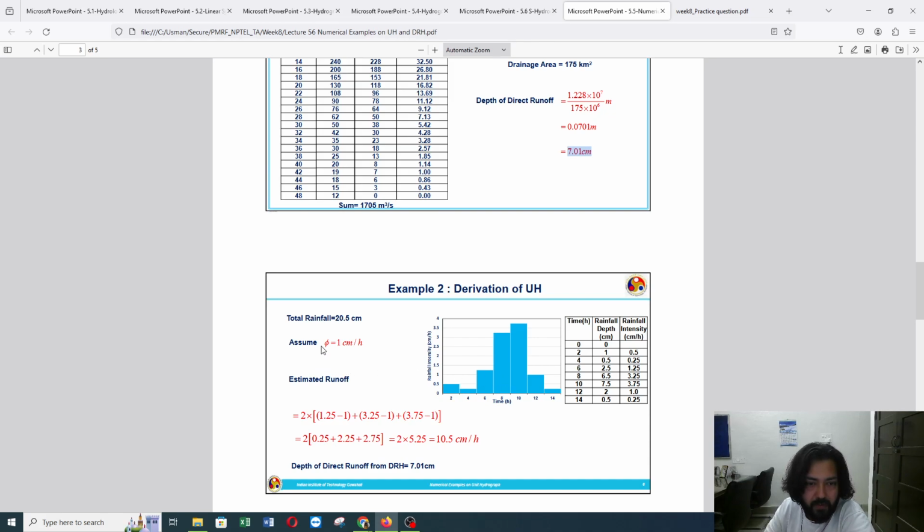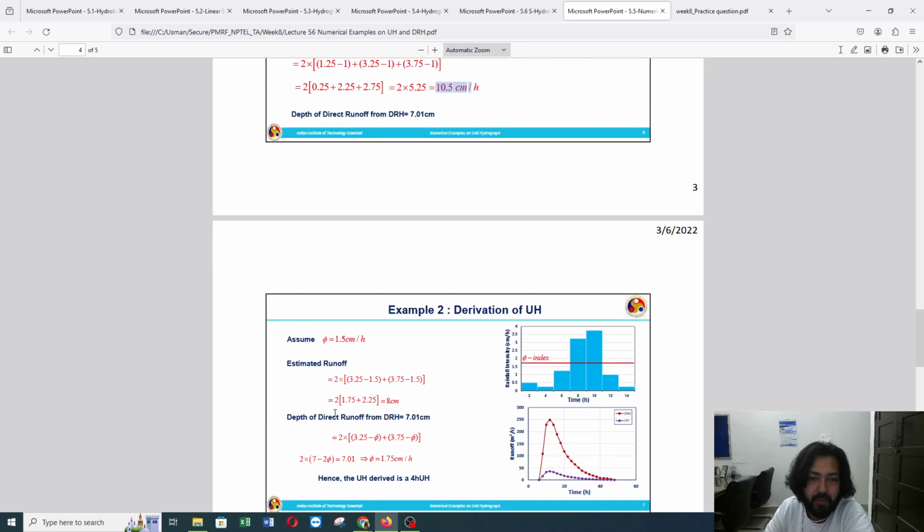So firstly we have assumed the phi value equal to 1 and we got the estimated runoff equal to 10.5, which is not true because the depth of direct runoff which we got was 7.01. So again we are going to assume a new value. That new value which we assumed was 1.5, and the estimated runoff that we got was 8.